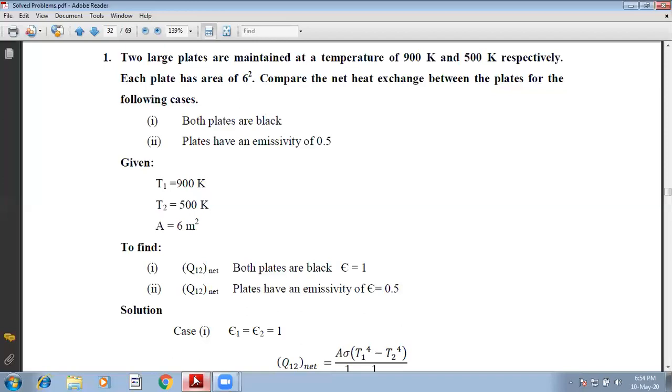Then we have also seen some of the laws. It could be Kirchhoff's law, which says emissivity is equal to absorptivity if a body is at thermal equilibrium with surroundings.